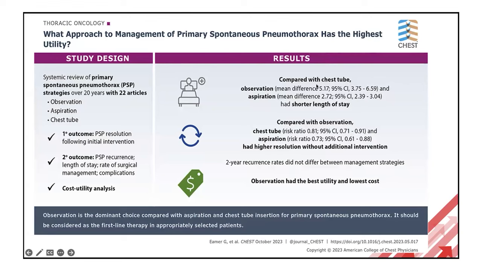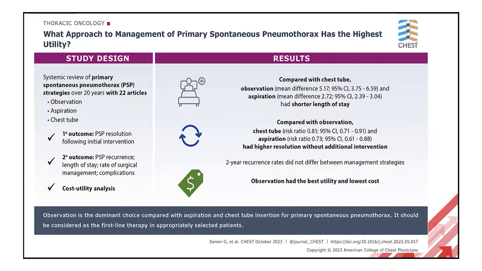And they noticed that all methods were able to adequately resolve the pneumothorax. Then the secondary outcome was recurrence, length of stay, rate of surgical management and complications. So they noticed that patients who had the more conservative approaches of observation, as well as the simple aspiration, had shorter hospital stays than chest tube management, which makes sense, right?